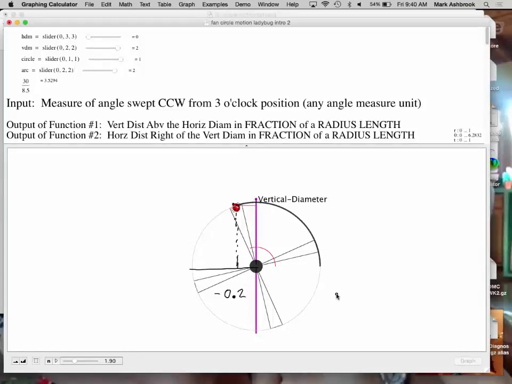And let's go back to our function 1. So we're at the same spot. What is the vertical distance above the horizontal diameter as a fraction of the radius length? Vertical distance above the horizontal diameter as a fraction of the radius length. What would you say for this one? Someone over there? What would you guess?